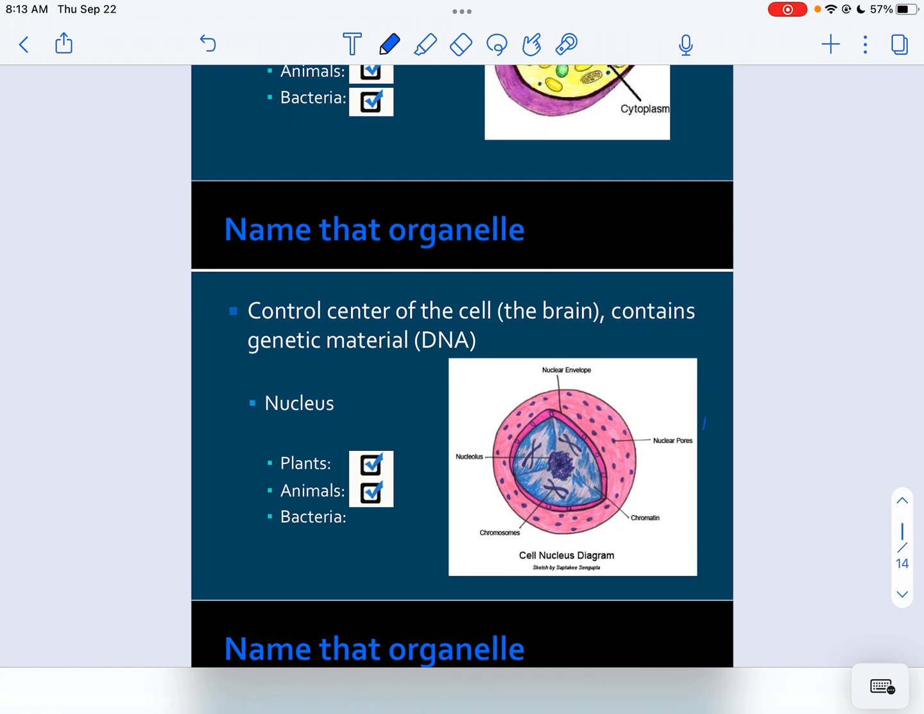All right, next up is that nucleus. We should remember the nucleus. The nucleus is the one that houses all of our genetic information, okay? So Mrs. Riggs has it listed as kind of the brain of the cell.